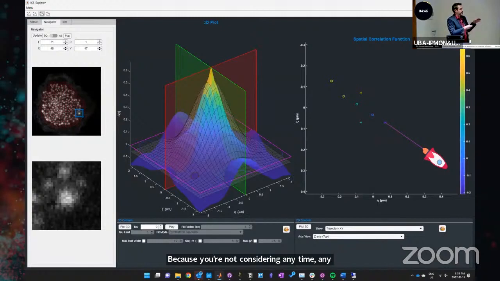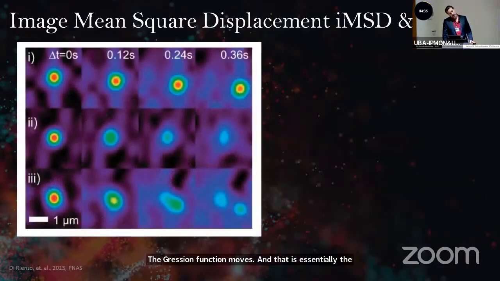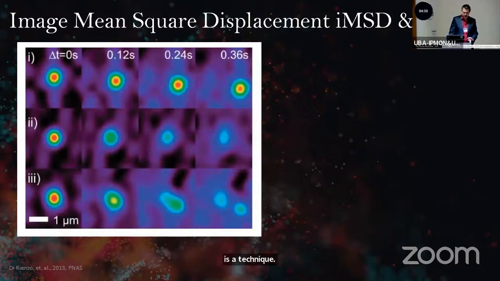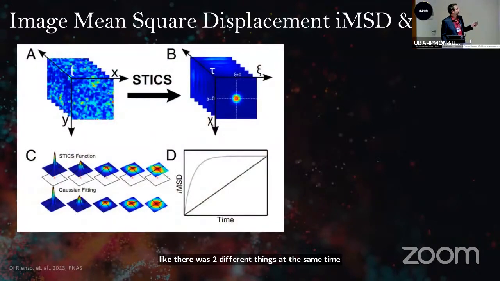However, you can measure that decay, which is due to diffusion, in another way. You can also measure how the width of the Gaussian function changes, and that is essentially the same thing as IMSD. Image mean square displacement is a technique developed by Carmine Di Rienzo, Enrico, and Francesco Cardarelli. If we have, for instance, a simulation of flow only, you would have the peak only displaced. If you only had diffusion, then it would just go down. If you have the two of them, then it would look like there were two different things at the same time. So IMSD takes advantage of this and literally does STICS.